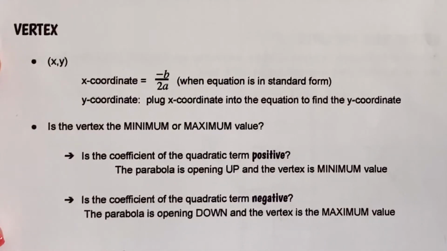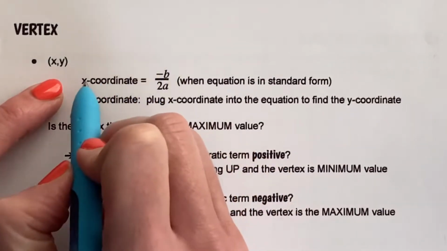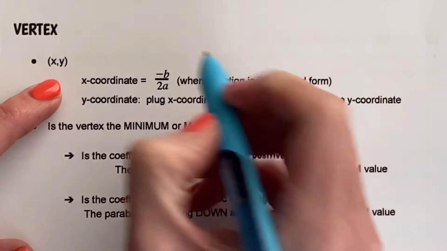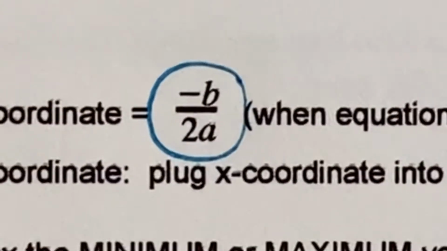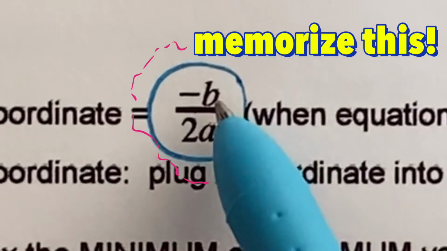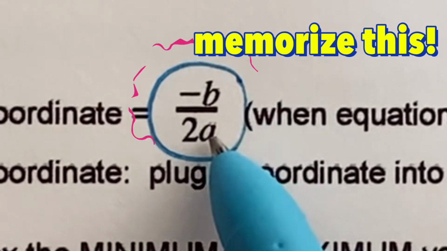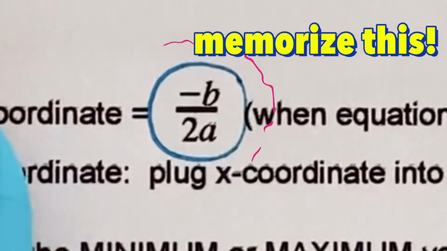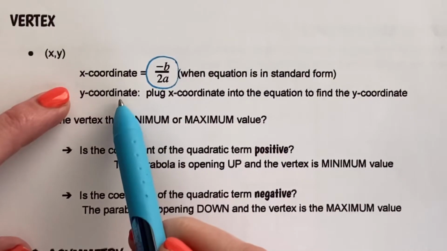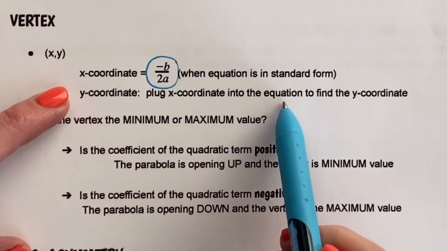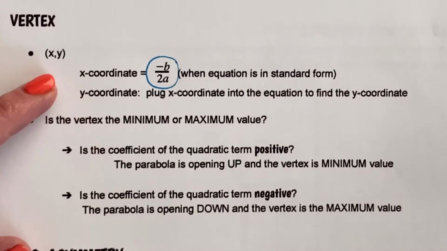How do we find the vertex? When it's in standard form, super easy. The x-coordinate is found at -b over 2a. So find your b and your a from standard form, and that gives you your x-coordinate. When you find your x-coordinate, you can plug it back into your equation to give you the y-coordinate. Super easy.